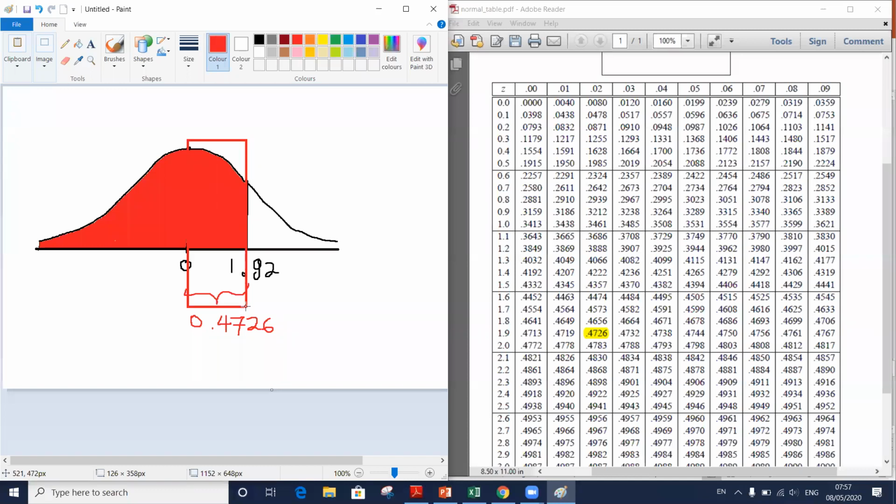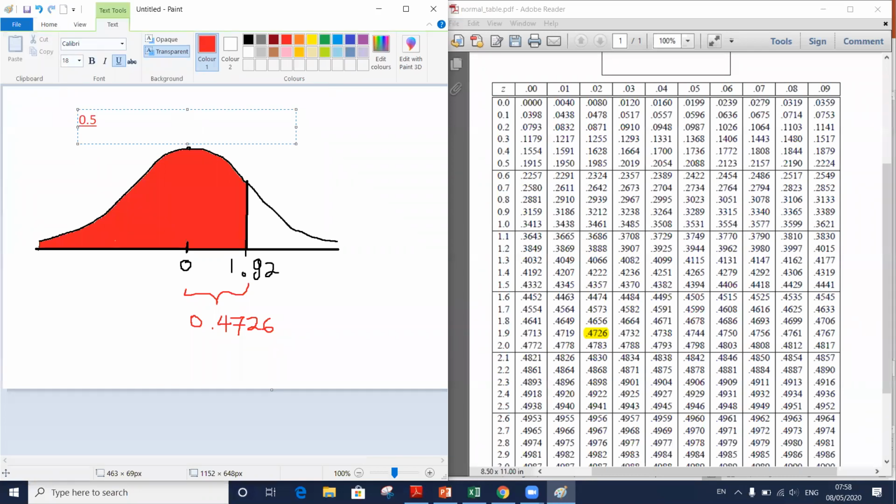0.4726. Since normal distributions are symmetrical, we know that if we divide it from the middle, one part should equal 0.5. This part is 0.5, that part is 0.5, and together the total area under the curve is 1. So when this portion is added to this 0.5, we will get the final answer. So what should it be?